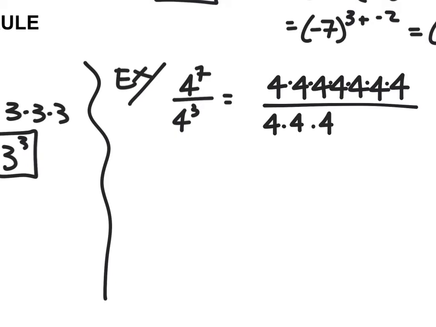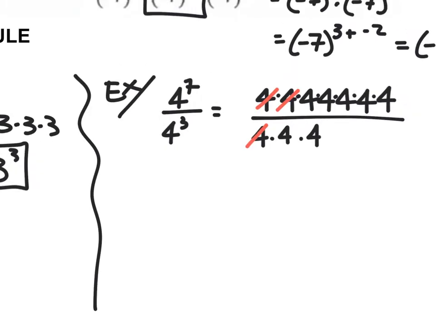I can divide out 4 divided by 4. That's just going to become 1. So 4 over 4 is 1, 4 over 4 is 1, 4 divided by 4 is 1. And you're left with 4 times 4 times 4 times 4. You're multiplying 4 by itself 4 times, and so you get 4 to the 4th power.